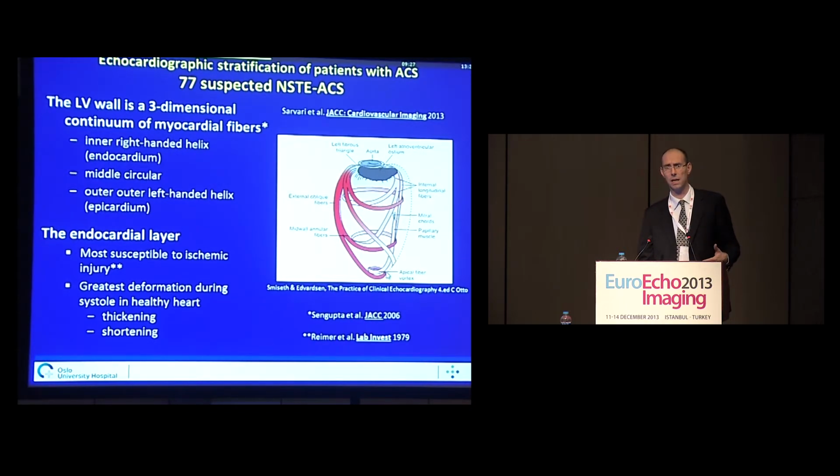These layers cannot be separated anatomically, but it's known from earlier studies that the endocardial layer is most susceptible to ischemic injury and undergoes the greatest deformation during systole in a healthy heart, including thickening and shortening.